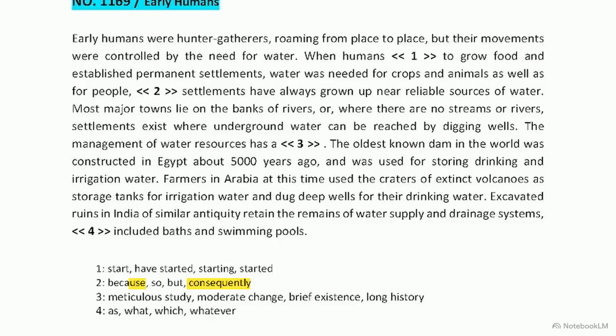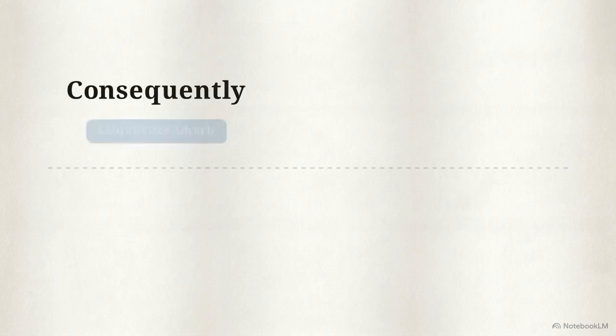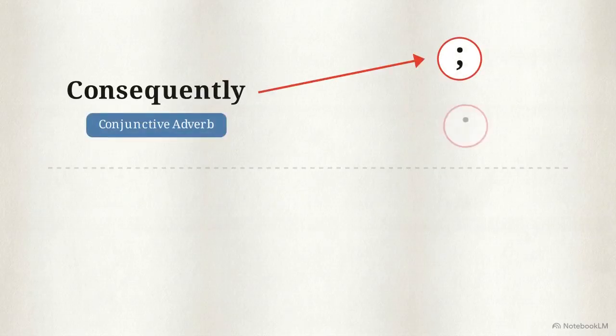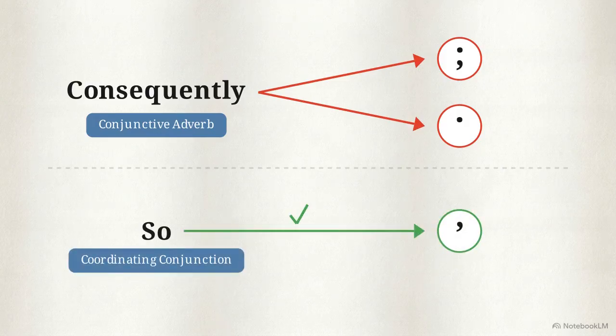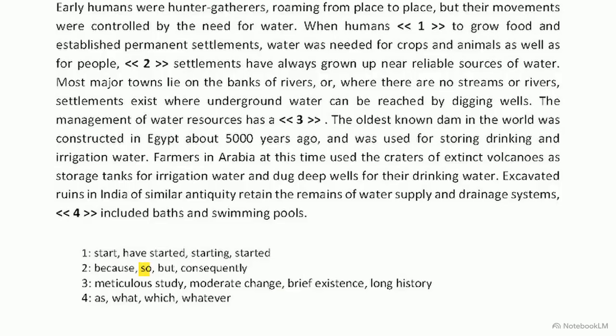Moving to the second blank, we find options like so and consequently. Logically, both words indicate a result. This is a deliberate trap. The deciding factor is grammar, specifically punctuation. Notice the simple comma right before the blank. The word consequently is a conjunctive adverb, meaning it requires a semicolon or a completely new sentence to be grammatically correct here. A comma, however, needs a coordinating conjunction. Knowing that rule, we can drop consequently and safely select so.